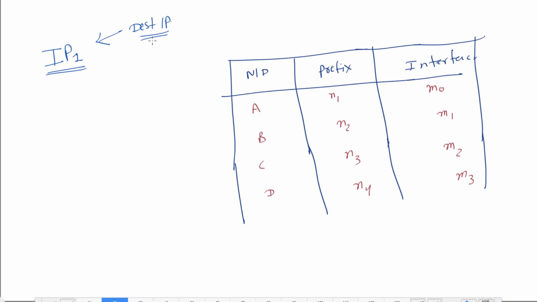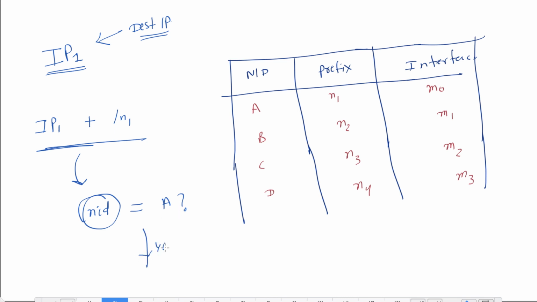Then what are we going to do? We are going to take this IP address and this prefix length, which is N1, and apply this N1 to IP1. Then we are going to find out some network ID. Is this network ID matching? Is this equal to A? If yes, then forward to M0. If no, then check the next prefix. This is how we are going to do it.